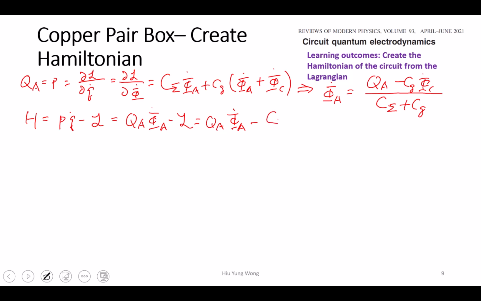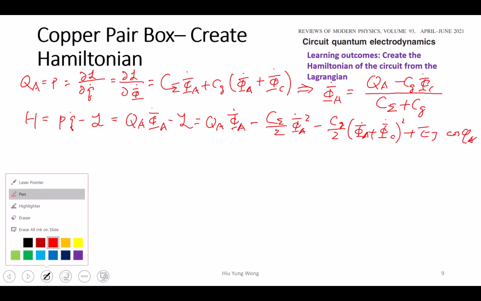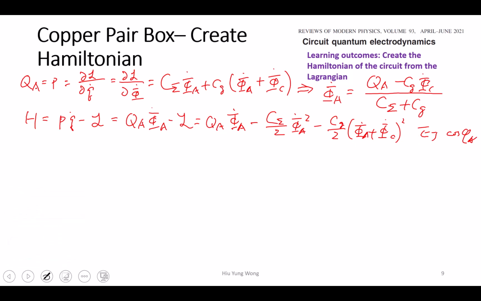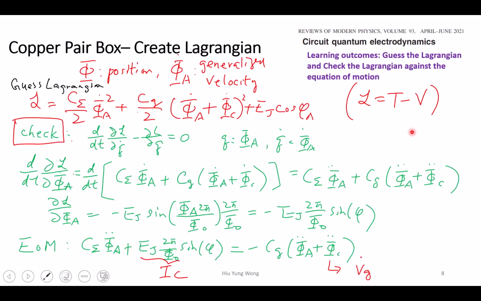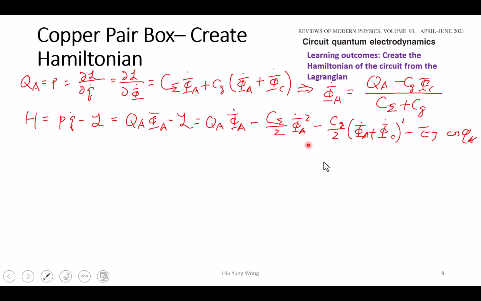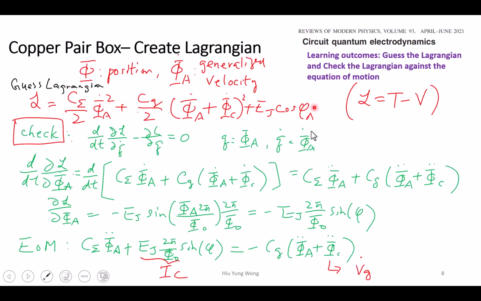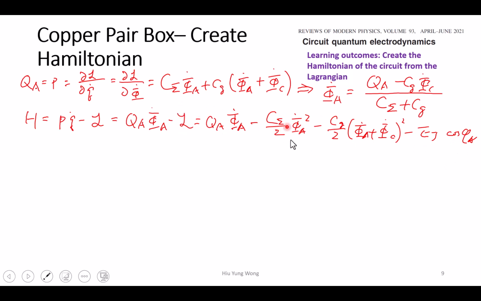So now I can look at it. This is C_sigma over 2 phi_A dot squared minus C_G over 2 phi_A dot plus phi_C dot squared plus E_J cosine phi_A, and not plus, should be minus. How do I get this term? This term again comes from this Lagrangian: C_sigma phi_A dot squared, C_G over 2 phi_A plus phi_C squared, E_J cosine phi_A. I just substitute L by this Lagrangian, but because it's minus, all of the terms become negative.